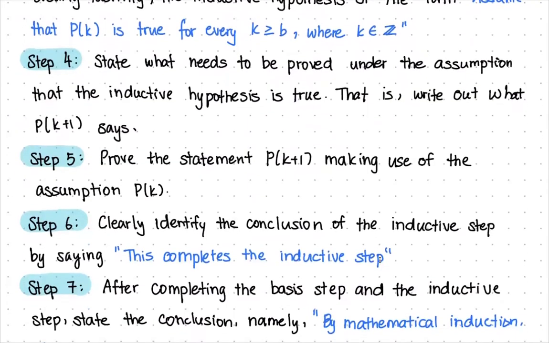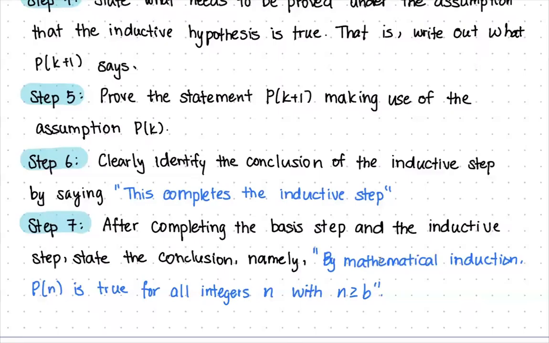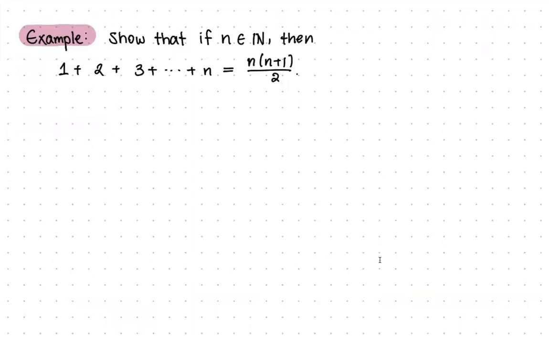We'll try to follow this when proving the following statements, so let's have a look at some examples about mathematical induction. The first example is to show that if n is a positive integer or natural number, then the sum of the natural numbers, 1 plus 2 plus 3 and so on all the way to n, is equal to n times (n+1) divided by 2. We first write the proof down. So what is going to be our P(n) in this case?